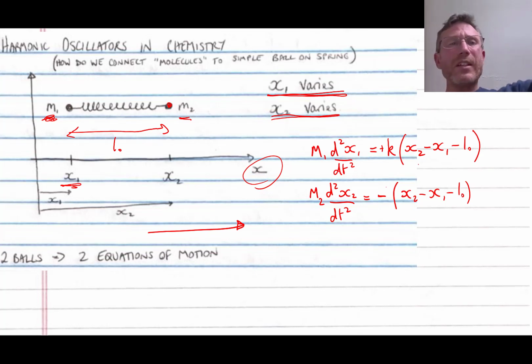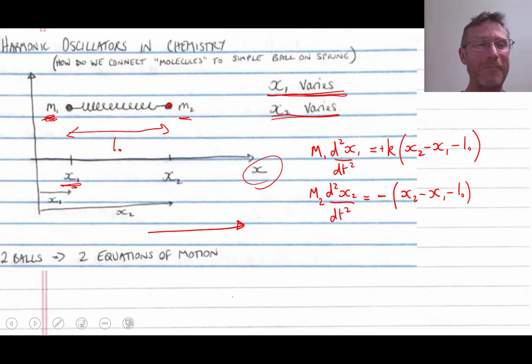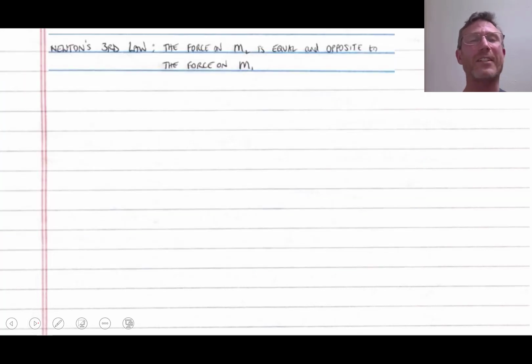So what are we going to do with this now? We've used Newton's second law. We're actually going to use Newton's third law next. Let's jump to this next slide where I've got it written out. Newton's third law, of course, is that the force on M2, by the way, is equal and opposite to the force on M1. How can we write that down mathematically?